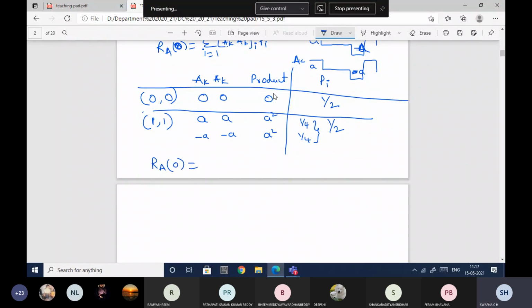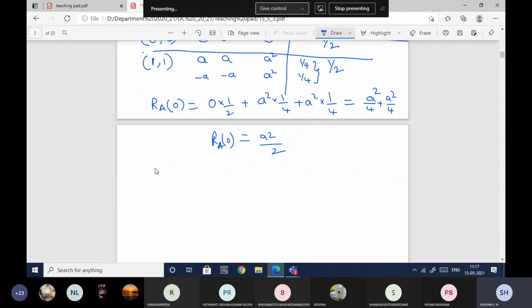RA of 0 is equal to 0 into 1 by 2, plus A square into 1 by 4, plus A square into 1 by 4. So this will be equal to A square by 4 plus A square by 4, which equals A square by 2. This is RA of 0. Okay, case 1 I have finished. Now let me take case 2.